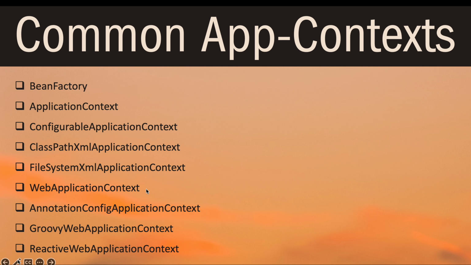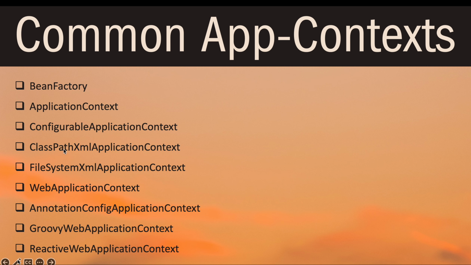But now let's say you are creating a reactive web application. You don't use Tomcat. You use either Undertow, Netty, or Jetty. So in that case, we are talking about a reactive web application context, which is optimized for that reactive environment. Then we also have the Groovy web application context, which obviously makes sense when you are dealing with Groovy scripts.